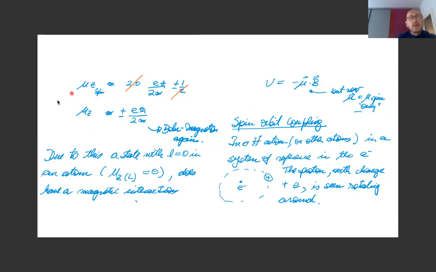So even if we have a state with L equals 0, I will have a splitting of the L equals 0 state due to the presence of a magnetic field, because now I have to consider the intrinsic magnetic moment of the electron, which is linked to the intrinsic angular momentum, which is the spin. Okay.